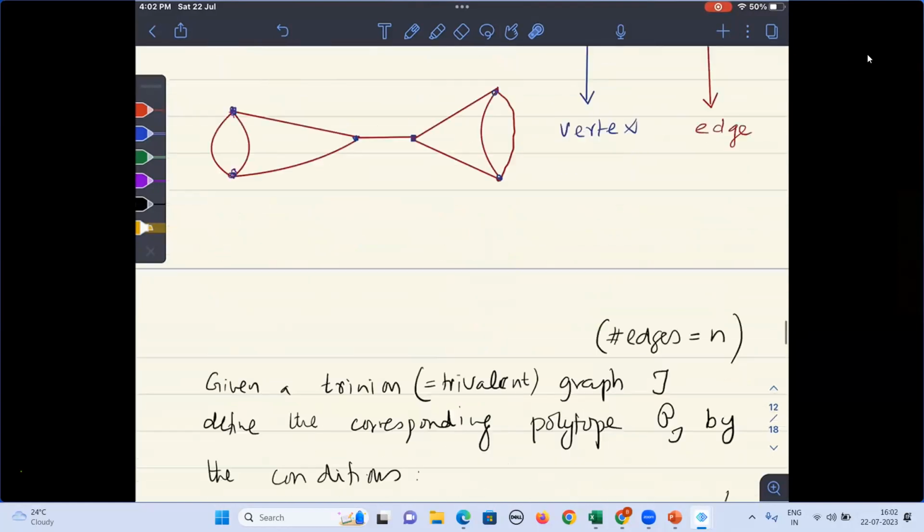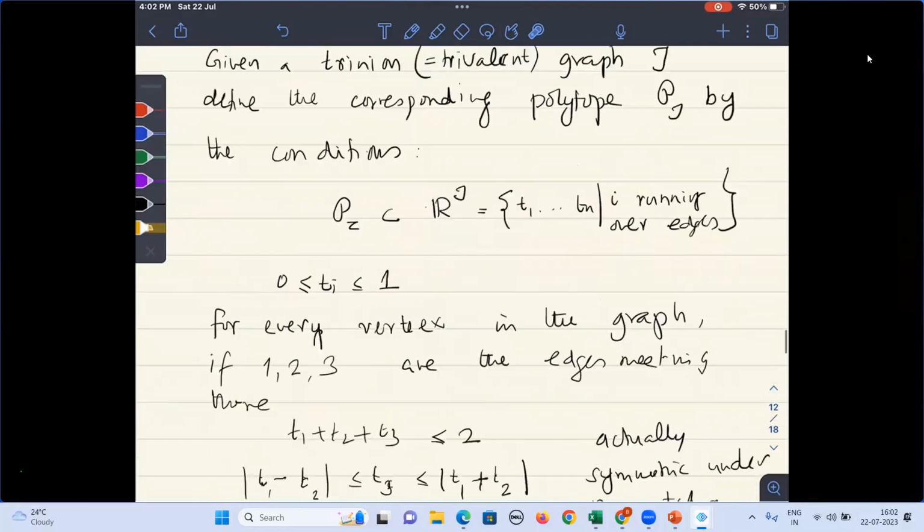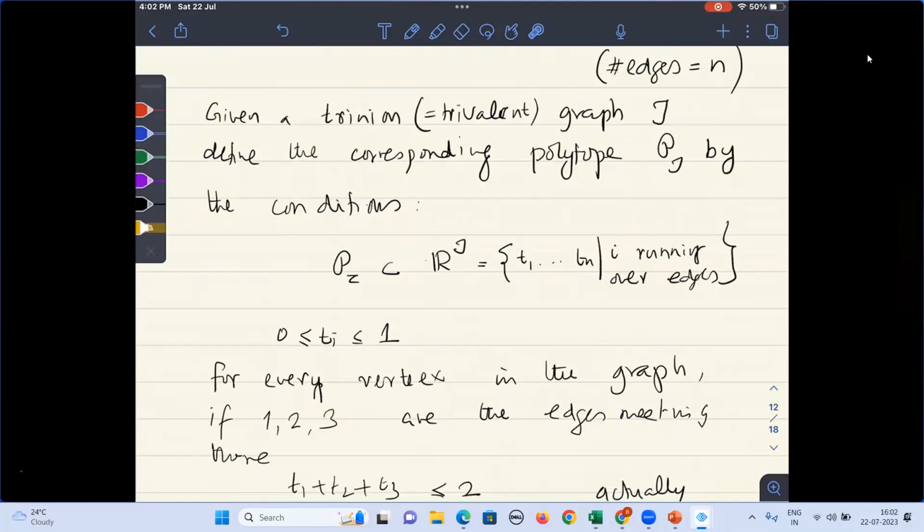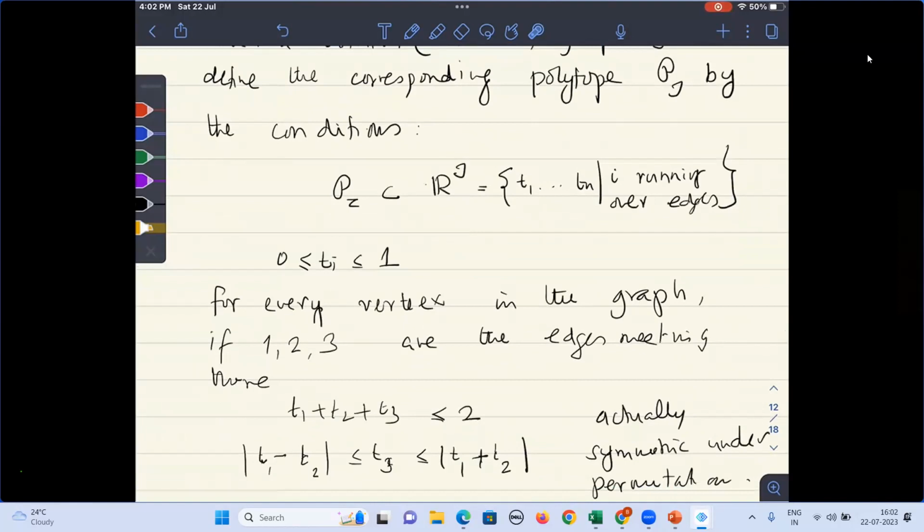So let me do that in some generality. Supposing I am given a trivalent graph tau with n edges, define the corresponding polytope in R^n, except that you think of R^n as each coordinate labeling one of the edges of the trivalent graph. And what is the polytope? It's given by these constraints on the coordinates.